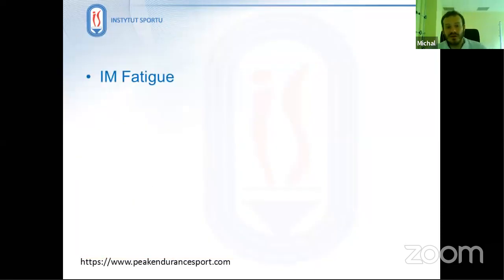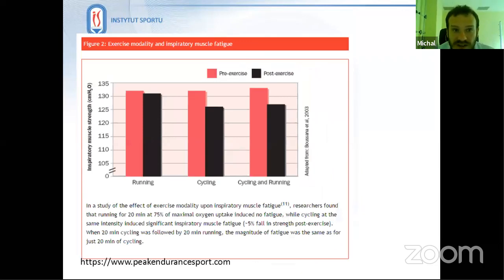Fatigue. There is some research about fatigue of exercise muscle. What caused the fatigue? Why? How much fatigue is there? If you see a study of the effect of exercise on inspiratory muscle strength, after 20 minutes of running at an intensity of 75% of maximal oxygen uptake, the decrease was not so much, maybe 2-3% of the power of the muscle. But during cycling with the same intensity, there was significant inspiratory muscle fatigue, about 5%.